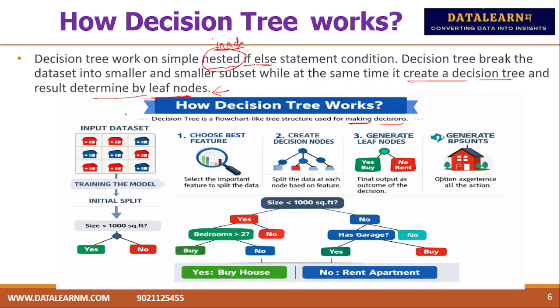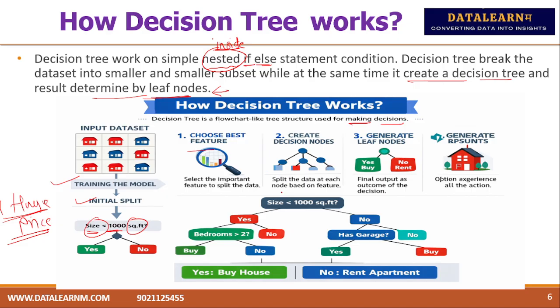Okay. So we have an input data set. Suppose house price prediction data is given. We are going to train a model. Initial split: size less than 1000 square feet. The first feature is chosen. So choose the best feature. Which is the best feature? Size is the best feature that is chosen by the model.